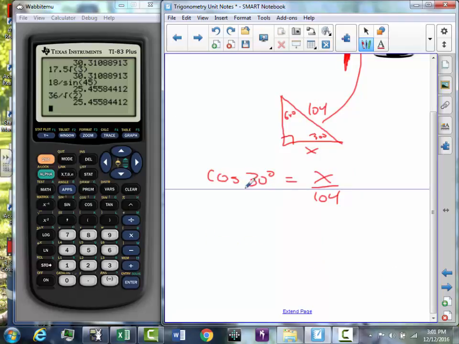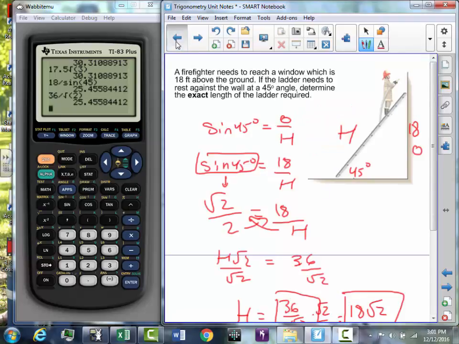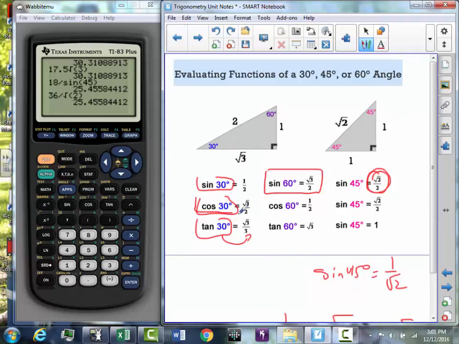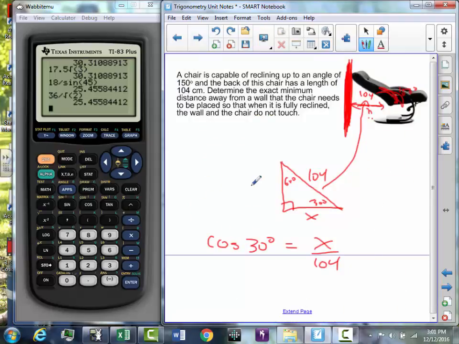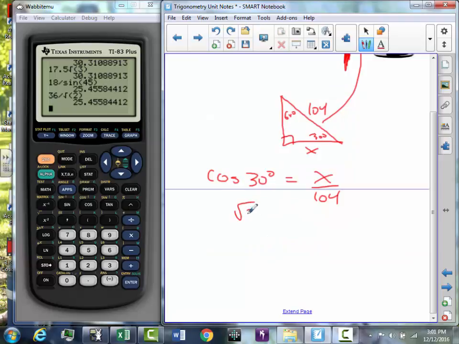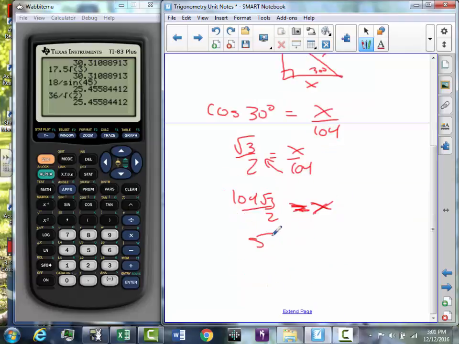Then a little substitution trick. Rather than calling it cosine of 30, go find out what cosine of 30 really is. Cosine of 30 is root 3 over 2. So call it root 3 over 2 is equal to x over 104. Times up the 104. 104 root 3 over 2 is x. And then since 104 does divide by 2, call it 52 root 3. That is our exact value for x, as opposed to a decimal one.